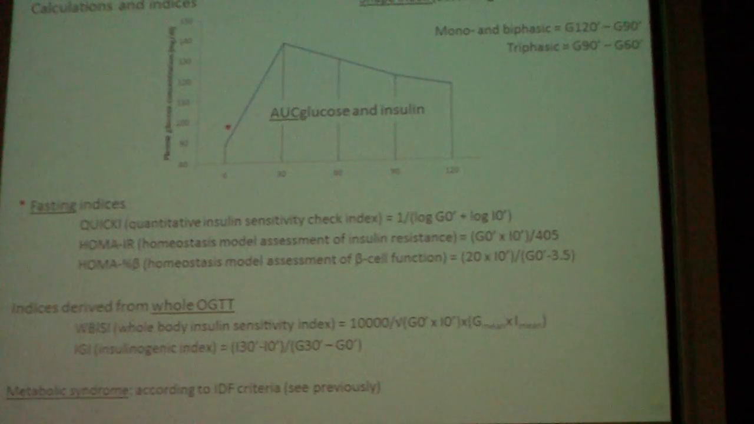Then we calculated a couple of indices, for example, fasting indices like the quantitative insulin sensitivity index. We also calculated the homeostatic model assessment for insulin resistance, but also for beta cell function. We also calculated indices derived from the whole OGTT, which are the insulin sensitivity index and the insulinogenic index. These are all indices which can say something about insulin sensitivity. We also calculated area under the curve for glucose and insulin, and the shape index according to earlier literature. And we defined the metabolic syndrome according to the IDF criteria.